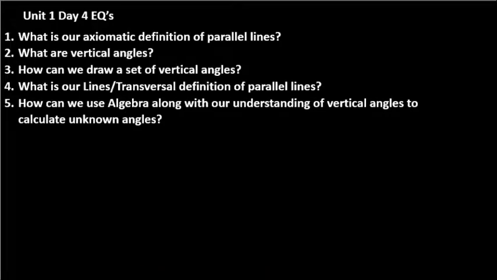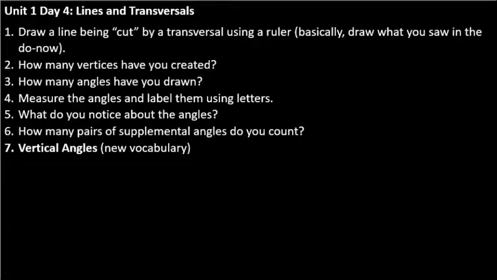Okay, so here are our EQs for Unit 1, Day 4. What is our axiomatic definition of parallel lines? What are vertical angles? How can we draw a set of vertical angles? What is our lines-transversal definition of parallel lines? And how can we use algebra along with our understanding of vertical angles to calculate unknown angles? We'll be able to answer all of those and more at the end.